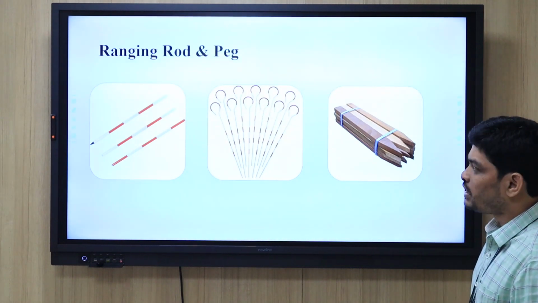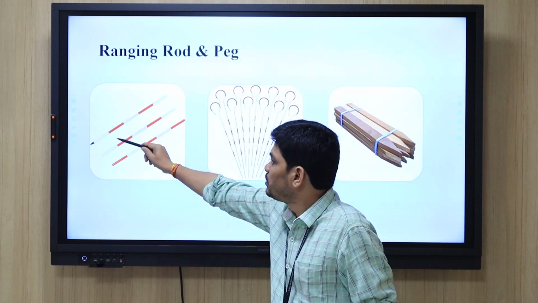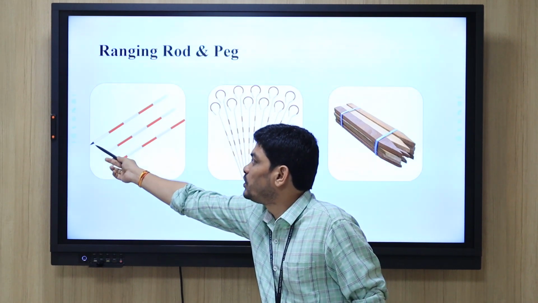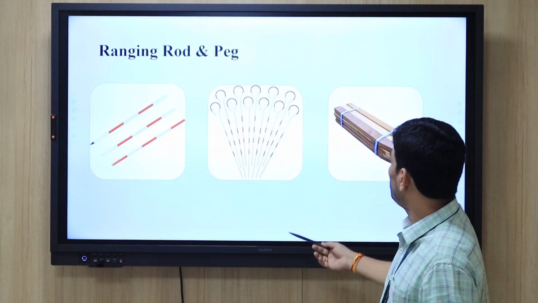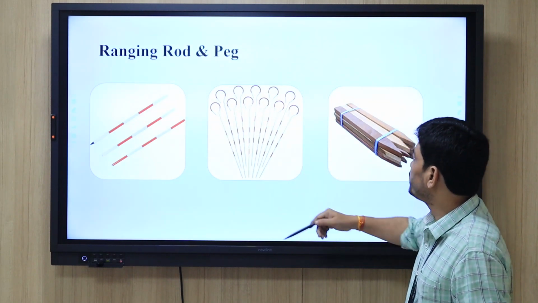Next, ranging rods. Initially I said so. By seeing this diagram you can observe alternate colors. 2 meters or 3 meters will be there. These are ranging rods. Here a sharp end will be there. This side will dig. These are the wooden pegs. These are the stainless steel pegs.